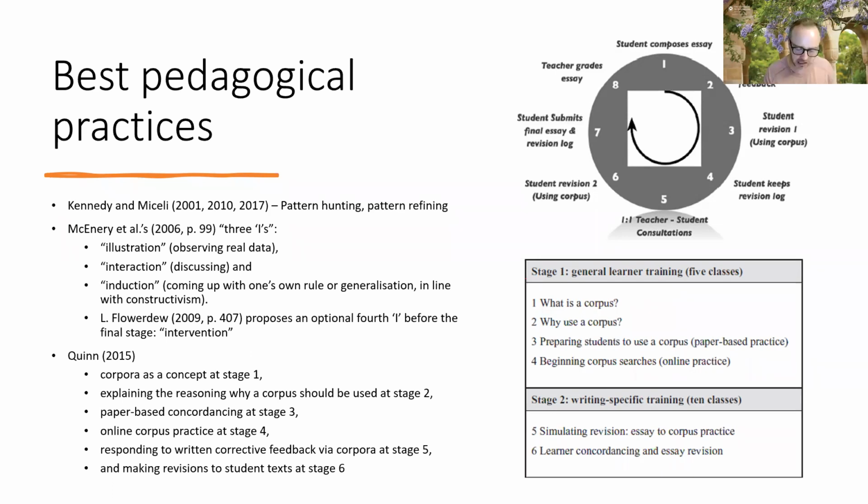We also have Tim Johns' and colleagues' three I's, namely illustration, interaction, and induction, similar to a PPP approach to what you would be doing, but this time with a corpus. Lynne Flowerdew in 2009 proposed a fourth I, that of intervention, where you're actually going to go ahead and do something with the corpus data hands-on. So these are some examples of studies over the past couple of decades that have commented on pedagogical practice and are really good examples to follow.